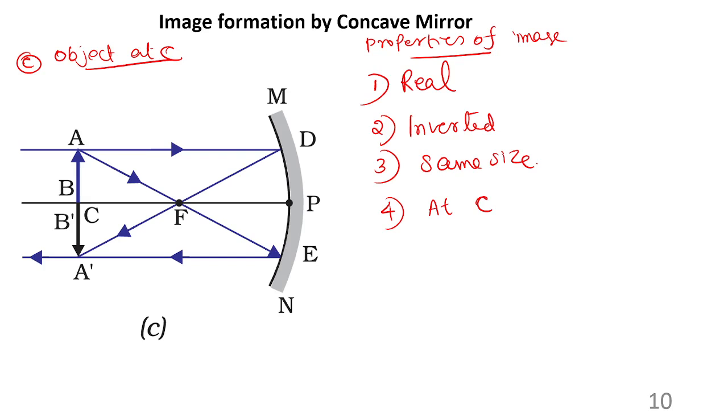Next is the third case, where the candle is placed at C. Next, the candle moves towards the mirror. Next time I will place the candle between C and F. I will show you what happens.